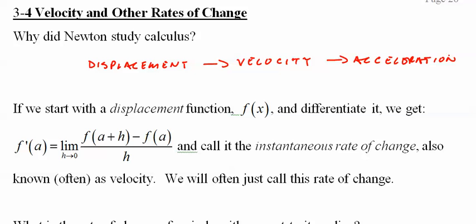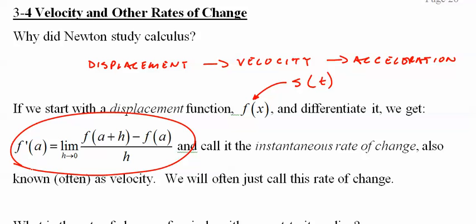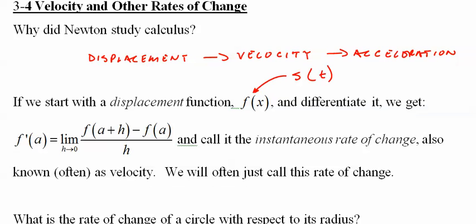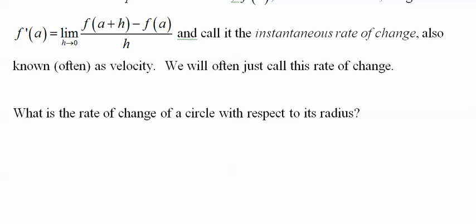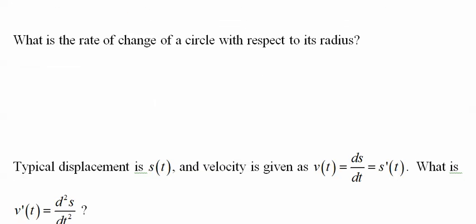We're going to give it a different name real soon. We'll call it s of t. But we call it f of x here so we can relate it to our definition of the derivative. And if we take the displacement function and take the derivative, we get the IROC, instantaneous rate of change. The velocity. We'll also often just call it rate of change, but most of the time we call it velocity.